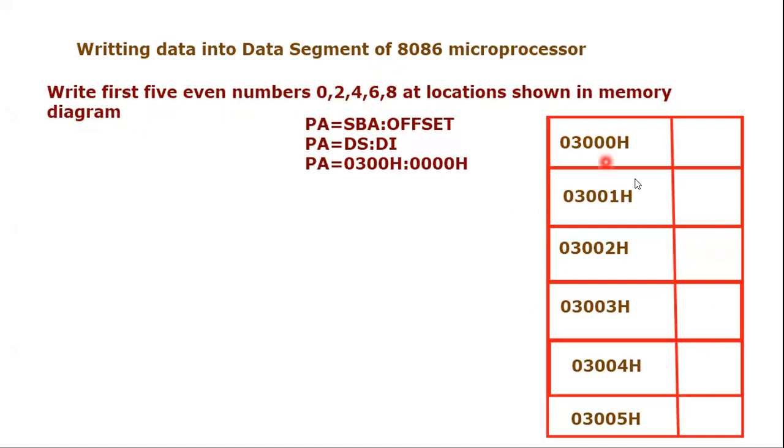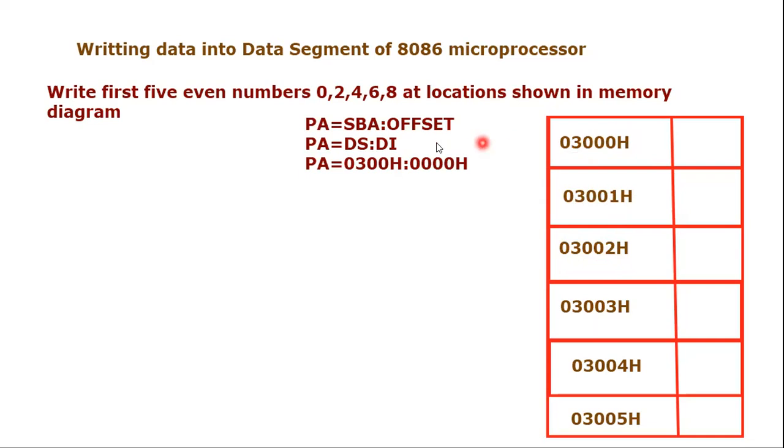This is a memory chip shown in the diagram, and we can see that the very first address is 03000, the next one is 03001, the next one is 03002, and so on. Basically, these are in hexadecimal. Remember, it's a 20-bit physical address.